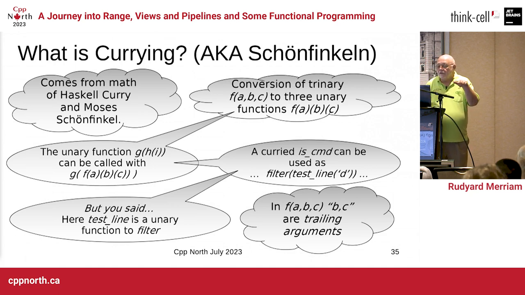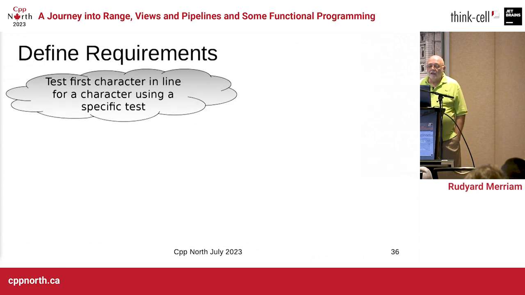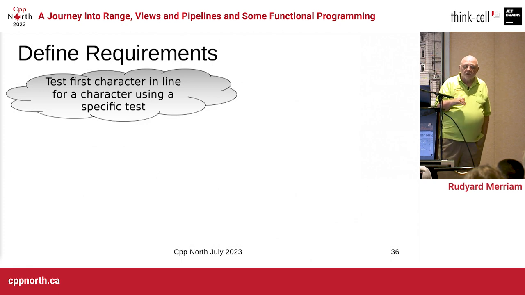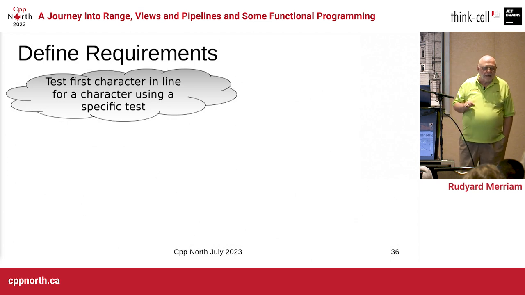Nomenclature: in f of a, b, c, b and c are the trailing arguments, a is the main argument. I'll mention why that's important in a second. So let's look at currying all this, and we'll define some requirements. We want to test the first character in the line for a specific character, and we want to use a specific test. Right now we've been using equality, but maybe we want to see the lines that are not command lines. So we want to test for not equal to a dollar sign as the first character.